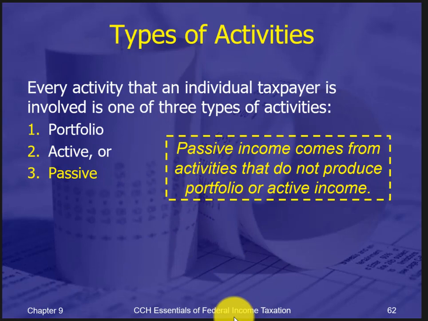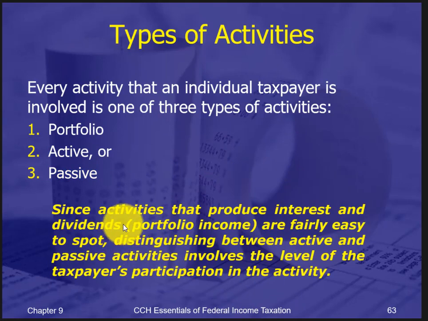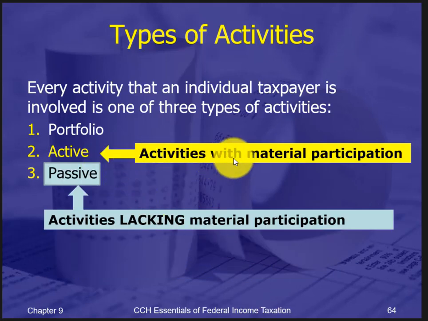And then passive. Now, here's why we're so worried about this. Interest and dividends are easy to spot, but determining passive depends on a lot of factors, especially how much time you spend in the activity. Now, if it has material participation, it's active. If it doesn't, it is passive.